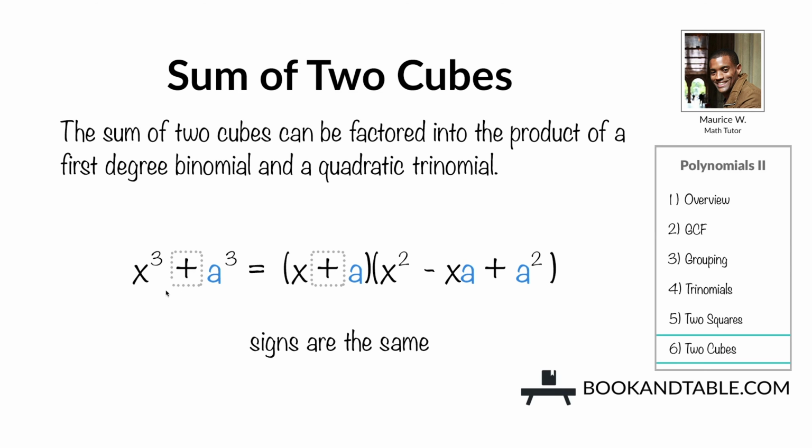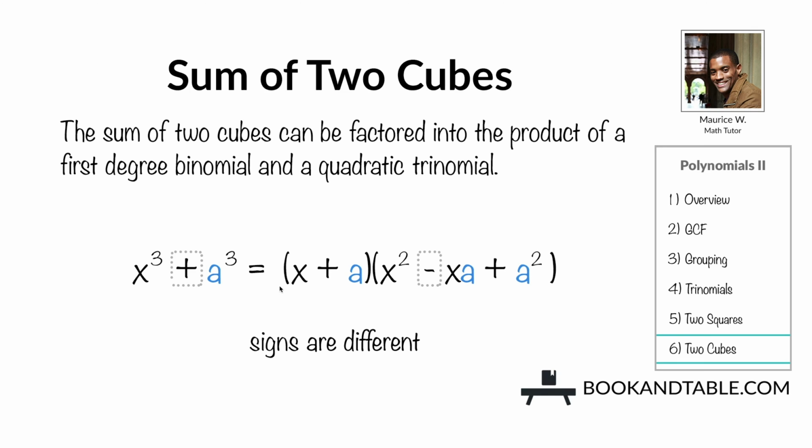Here we have the sum of 2 cubes. This sign will always match the sign in the first factor. So if you're adding the 2 cubes, your first factor will be the cube root of the first term plus the cube root of the second term. See that? The next thing you'll notice, the second sign in our factors, first sign, second sign, will always be different than the sign being used in the original polynomial.